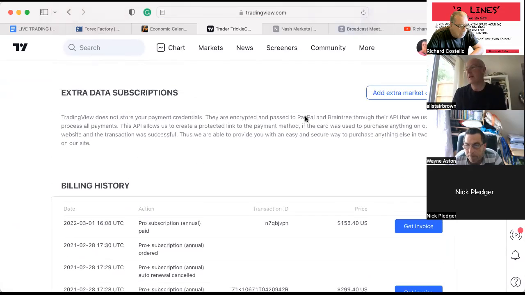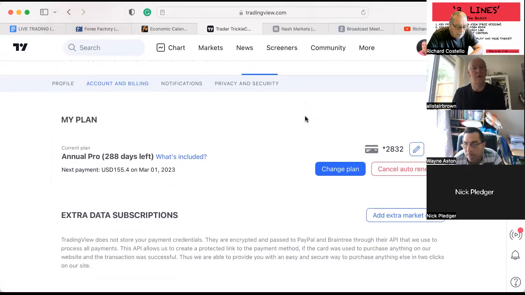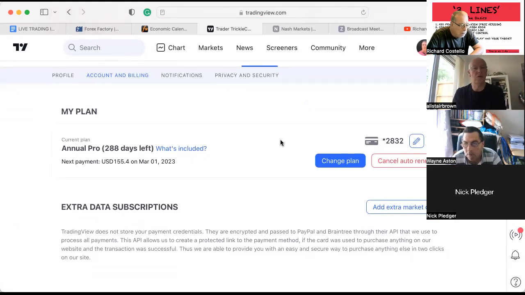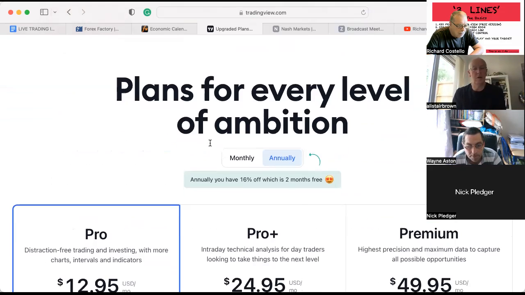Well, I can't find it. I was looking at it earlier, but I cannot find it. But anyway, if you look at the plans, I wonder if that's it there. But yes, that's what I was looking for.